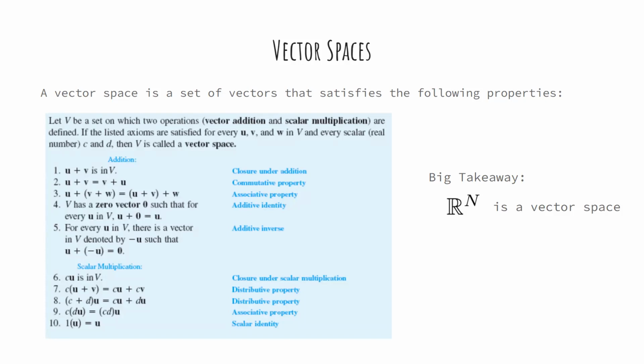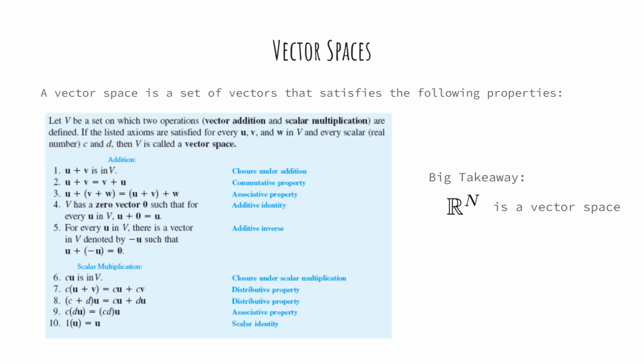So I'm just going to read these properties that a vector space has to satisfy. It says, let V be a set on which two operations, vector addition and scalar multiplication, are defined. If the listed axioms are satisfied for every u, v, and w in V, and every scalar, real numbers C and D, then V is called a vector space.